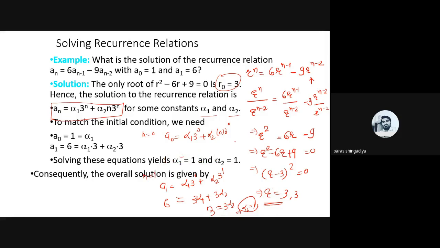And now put into the solution: an = 3^n + n 3^n. So this is the solution of the recurrence relation. Is there any query, any doubt to anyone?